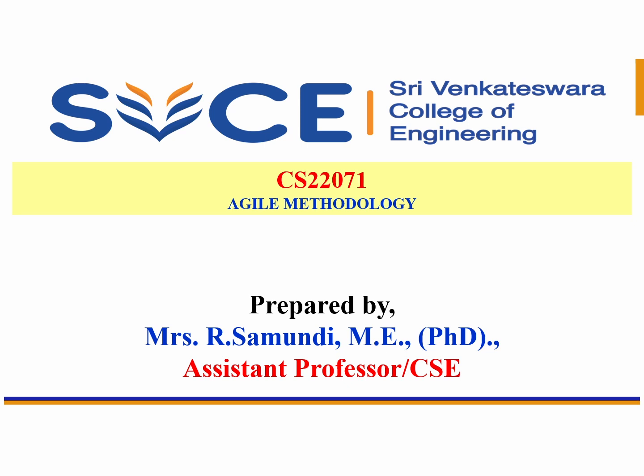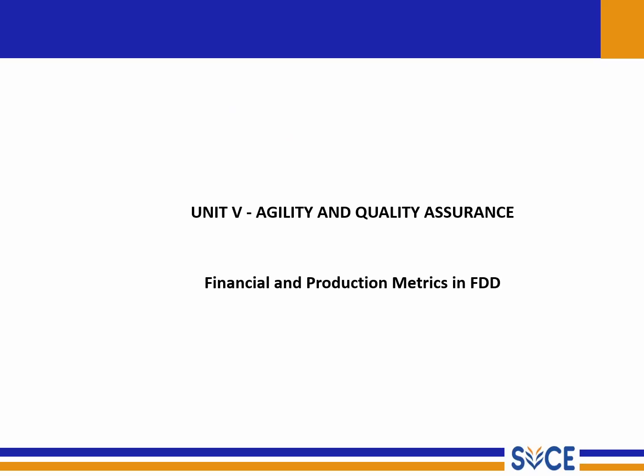Hi everyone, welcome to the session on Agile methodology CS22071. Today we are going to see the topic, financial and production metrics in FDD, from Unit 5, Agility and Quality Assurance.